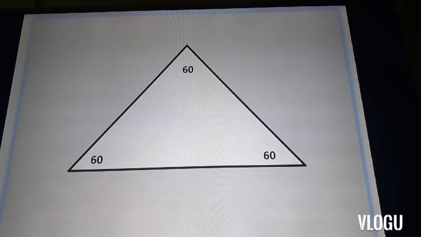Pag nakakita ka ng itong klaseng triangle na ang kanilang measures po is lahat 60, ang tawag po dyan, equilateral triangle. And at the same time, equiangular triangle. Equiangular in terms of angle and equilateral in terms of sides. Now, to give us their sides, all sides must be equal. So I have 2 units for every side.